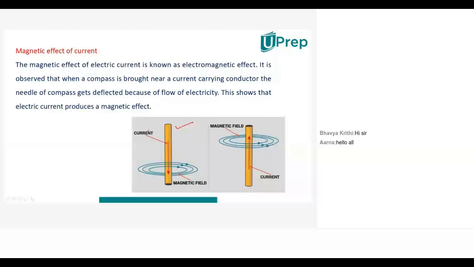Whenever electric current is passing through the conductor, around it a magnetic field will be produced. What field will be produced? Magnetic field will be produced. That means magnetic effect will be created. And if magnetic effect is created by the electric current, that particular effect is known as electromagnetic effect. What will it be called? Electromagnetic effect.